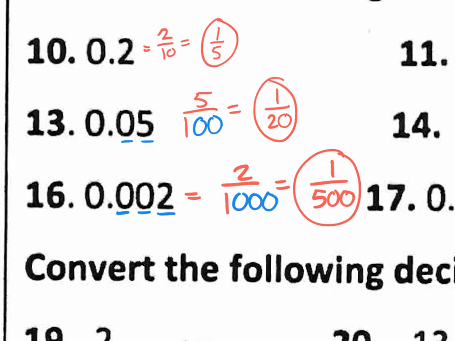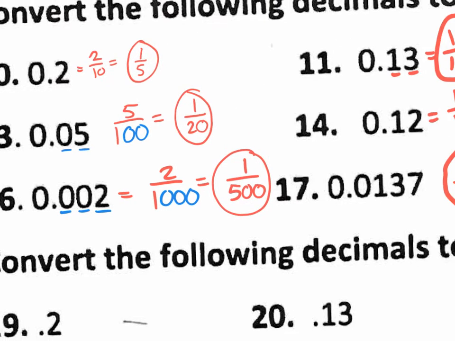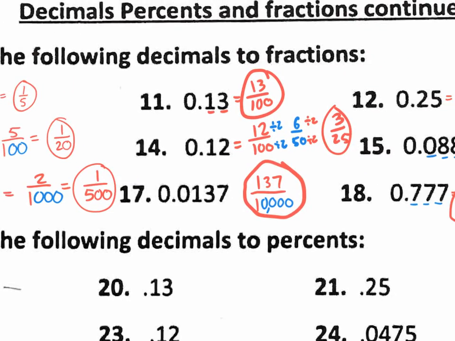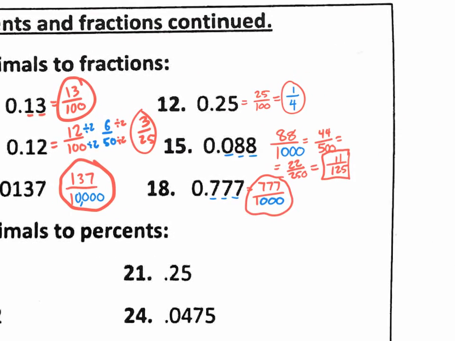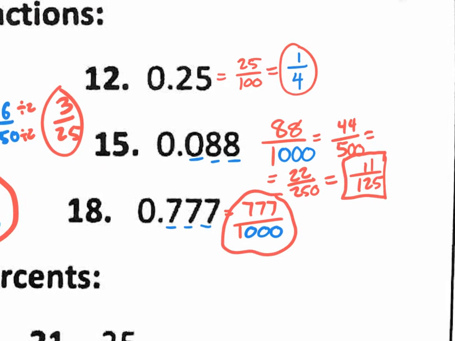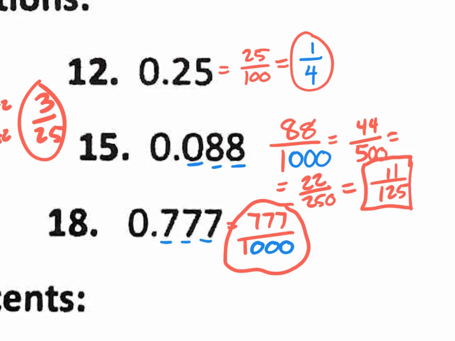16 is interesting. You have the number 2 over a 1 with 1, 2, 3 zeros. So 2 over 1,000 reduced by 2, you get 1 over 500. You're going to have to do this on your own on the quiz Friday. So please make sure you understand this. If you're struggling, watch the video again so you could get a better understanding of it. Or stop by my class in the morning. I'm always here at least 15 minutes before the bell rings.